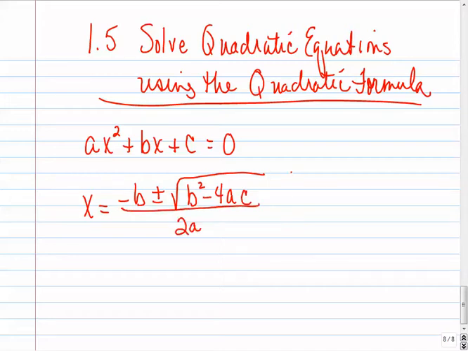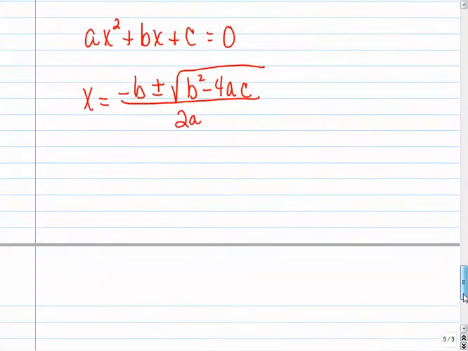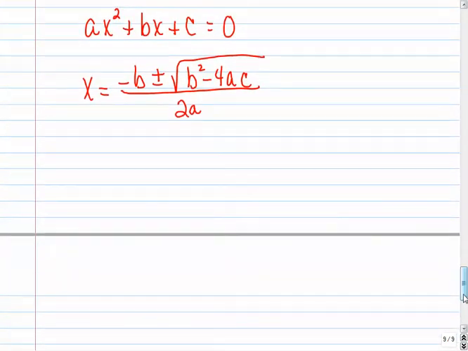And so a couple things I want to mention is under the radical, you have to use order of operations rules. You square the b, you multiply, and the last thing you do is subtract. And this fraction bar goes all the way across. It's all over 2 times a. So I'll leave this quadratic formula where we can see it.